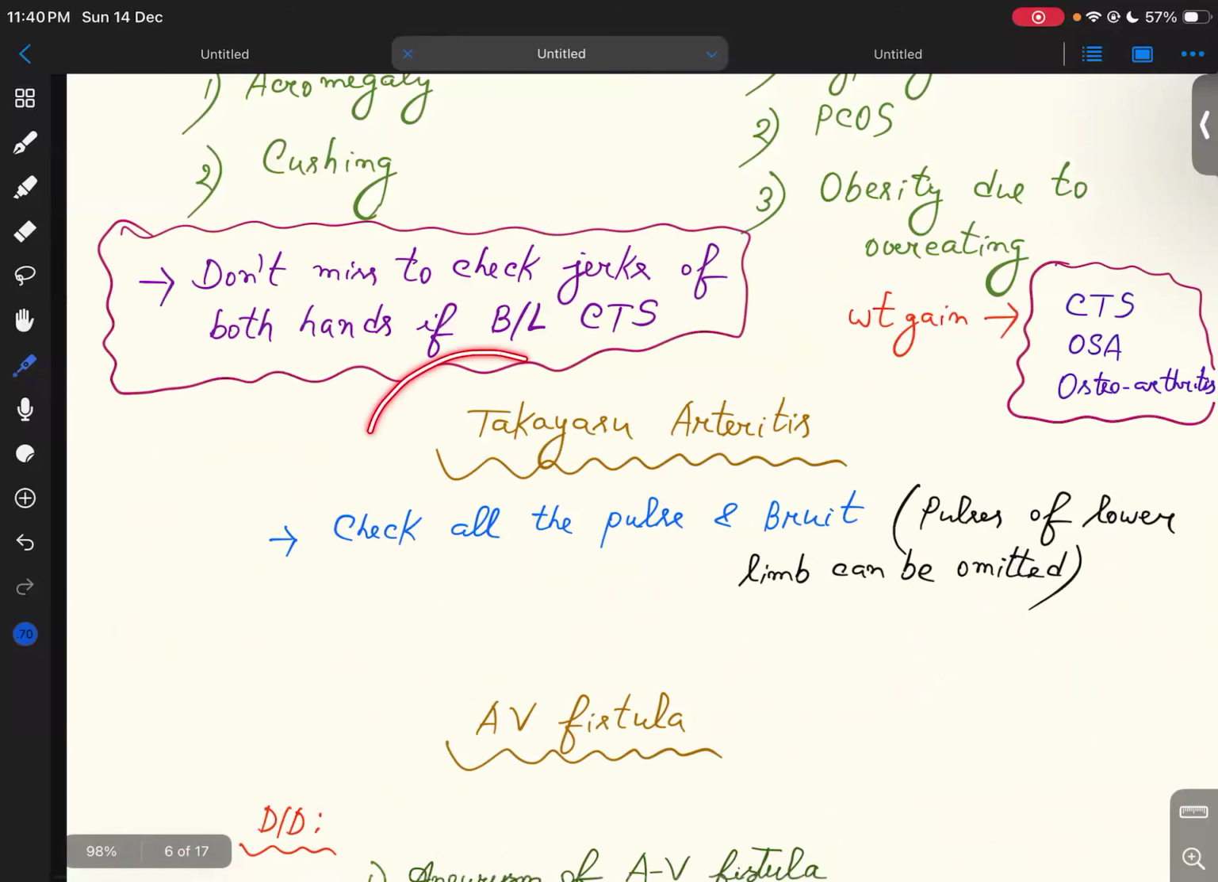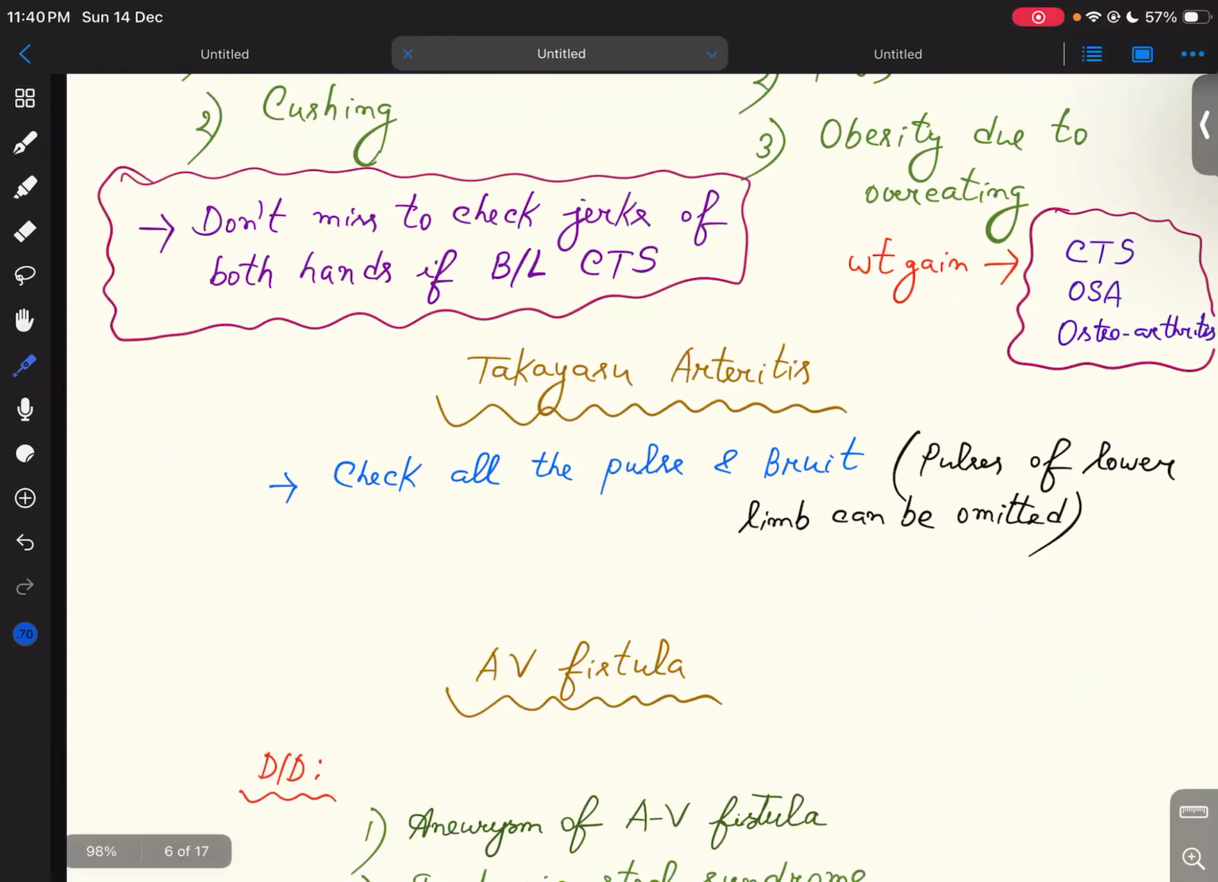The next thing is Takayasu. That is hand pain due to Takayasu. It has come multiple times in the PACES exam. It used to come earlier also, like 5 to 6 years back, and it is coming again and again. For Takayasu, the patient will typically tell you that I feel pain in the hand while doing some activity. And whenever you check the pulse, you will see that there is absence of pulse in one hand, and it is present in the other.